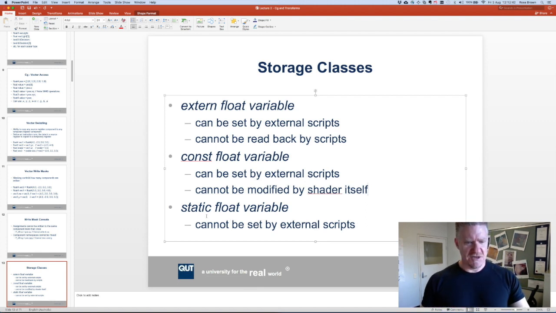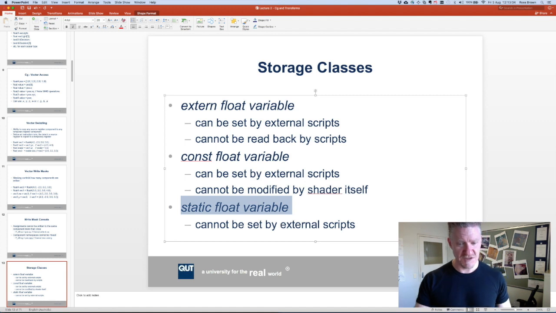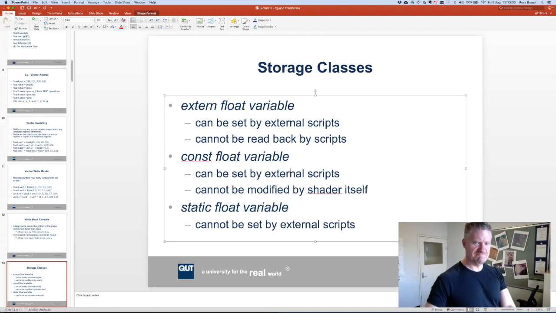And last but not least, a static variable cannot be set by external scripts. So you'll discover all these things are quite useful, and in addition, the static variable, while it can't be set by external scripts, means that any global that is inside the shader can be used by the vertex and pixel shader, as one student discovered last week.